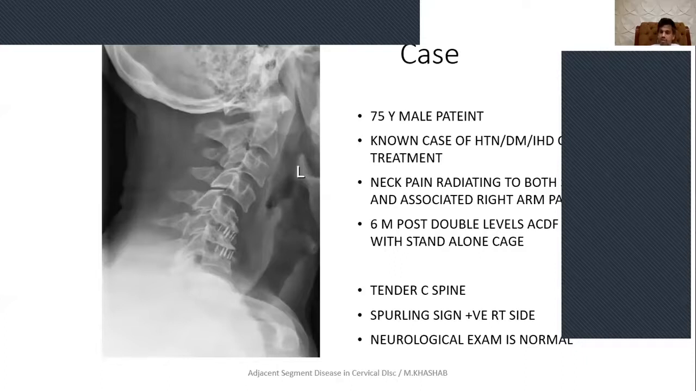And he has a positive Spurling test on the right side, and neurologically was not showing significant deficits. But he has a significant brachialgia. He has arm pain that is really interfering with his daily routine and even sleep. He sometimes takes a nap on a chair in order to maintain a certain position to relieve the pain.